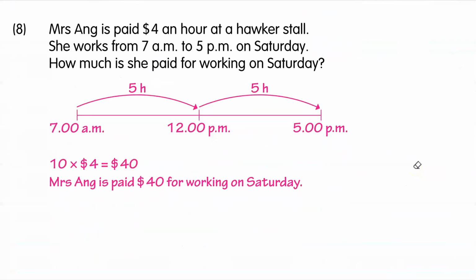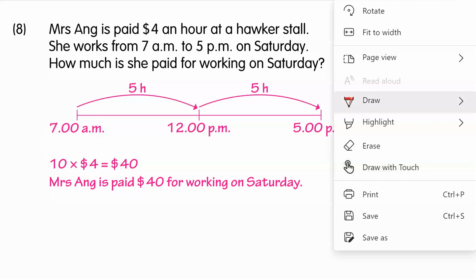Next, number 8. Mrs. Ang is paid $4 an hour at a hawker store. She's being paid $4 for 1 hour of work there. She works from 7 a.m. to 5 p.m. Here to here.